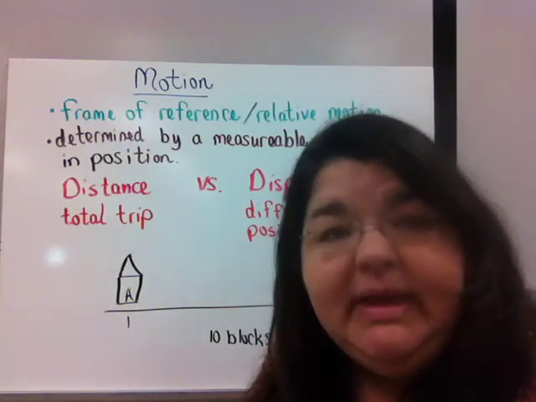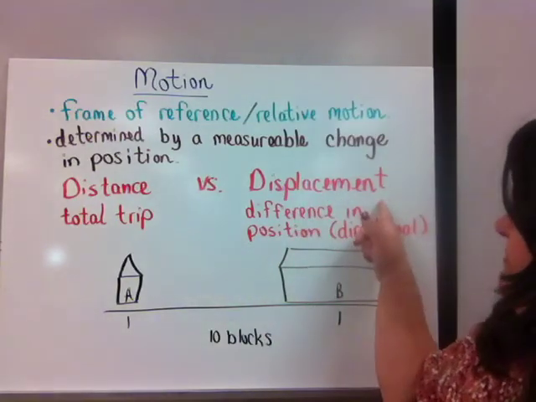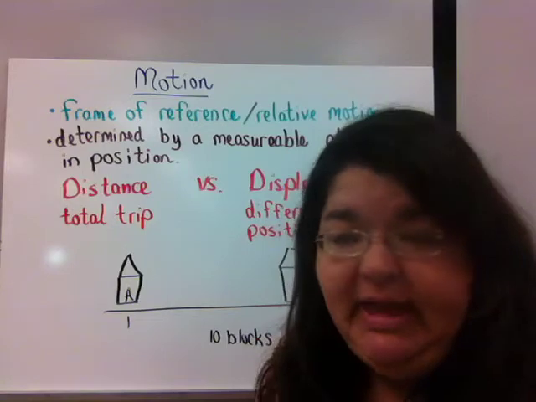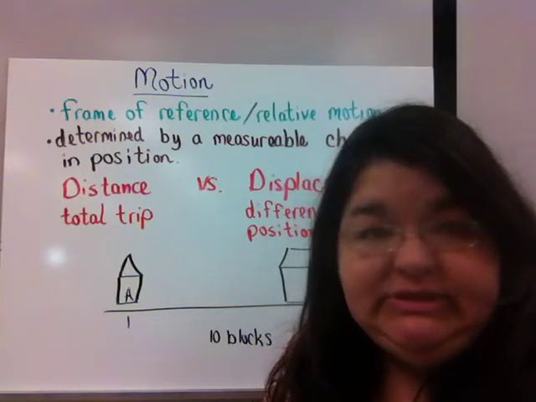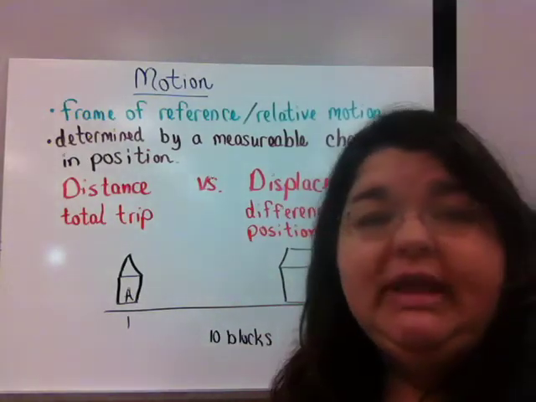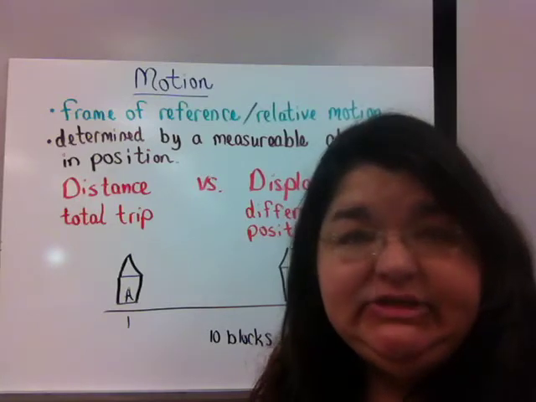And what we're going to talk about is distance versus displacement. Now, distance is when we look at a total trip. How far did you travel? How much change in position did you have? Displacement is your end position versus your beginning position.